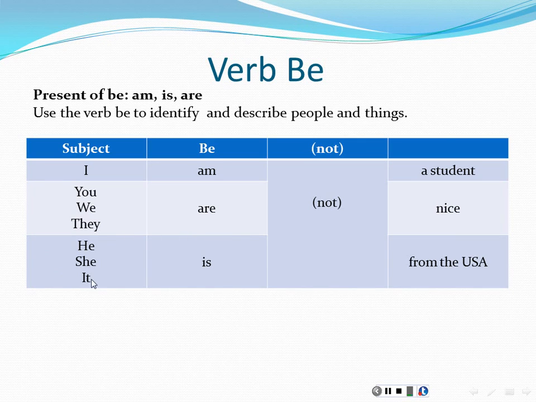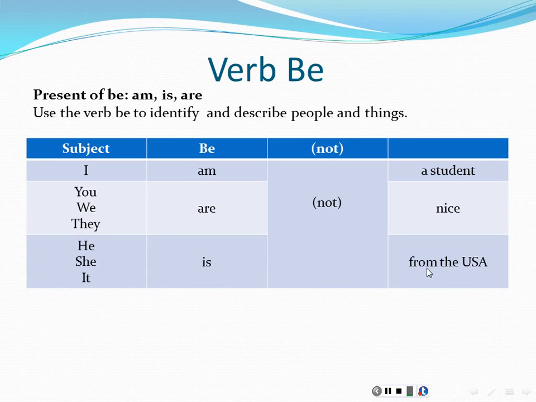The last group, he, she, it, singular. All of these pronouns are singular. He, she, here, it, used for things. So he is from USA. She is from USA. It is from USA. So it is from USA.